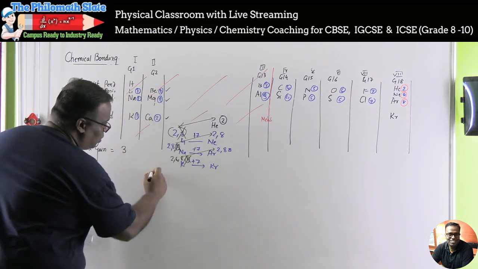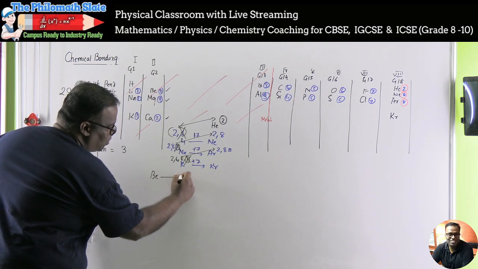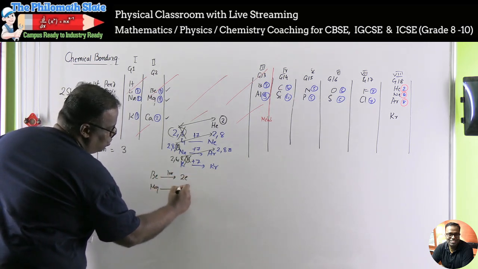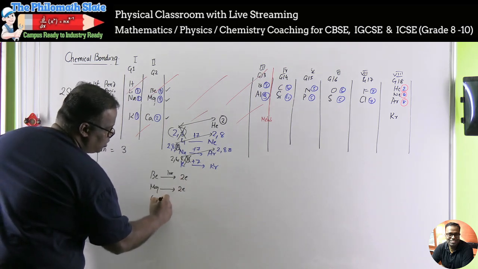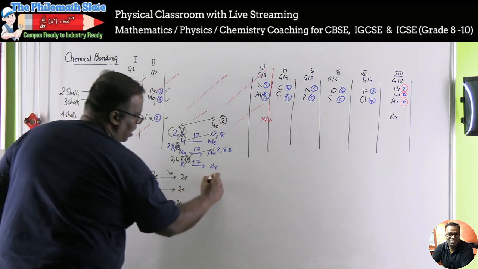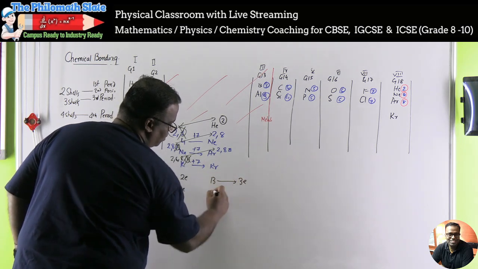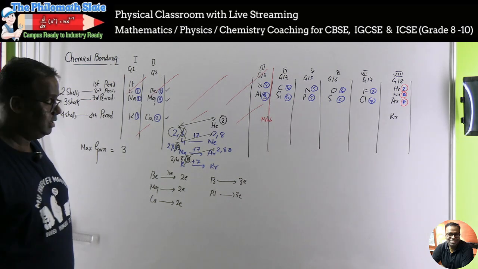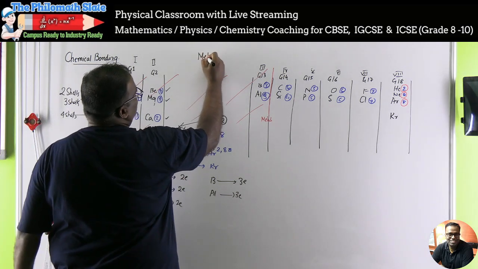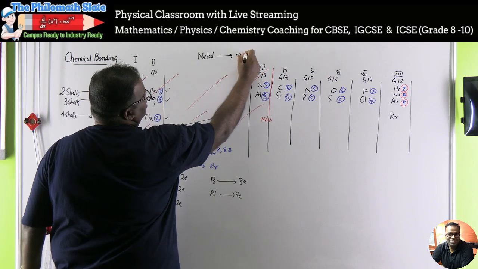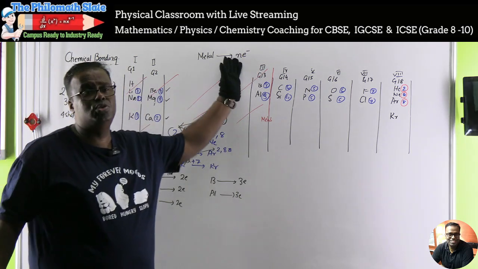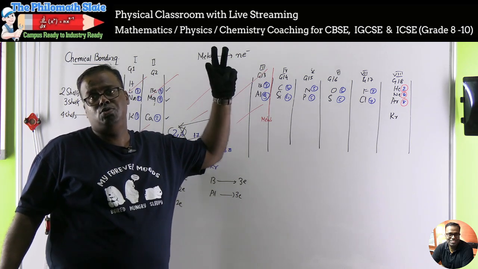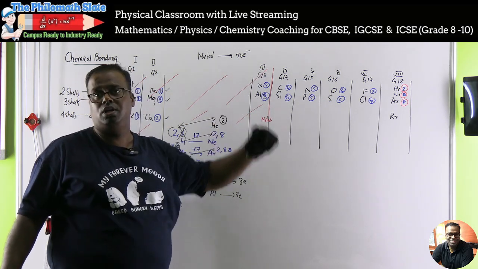And if you take the story of beryllium, beryllium also wants to lose 2 electrons. Agreed? Magnesium also wants to lose 2 electrons. Calcium also wants to lose 2 electrons. Our friend boron wants to lose 3 electrons and aluminium wants to lose 3 electrons. So the storyline is very clear that if you are a metal, you are going to lose n number of electrons. N depends upon which group you are in. If you are in group 1, you will lose 1 electron. If you are in group 2, you lose 2 electrons. If you are in group 3, you lose 3 electrons.